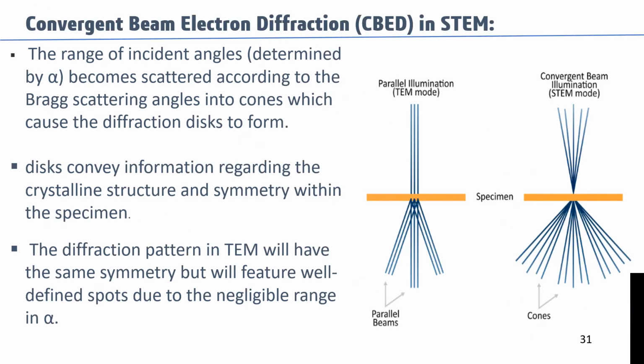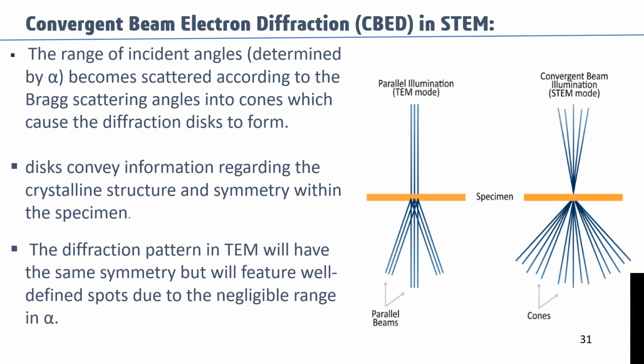We see in the previous slide that the range of incident angles determined by alpha become scattered according to the Bragg scattering angle into cones, which cause the diffraction disk to form. The disks convey information regarding the crystallinity, structure, and symmetry within the specimen. The diffraction pattern in TEM will have the same symmetry, but will feature well-defined spots due to negligible range in alpha.